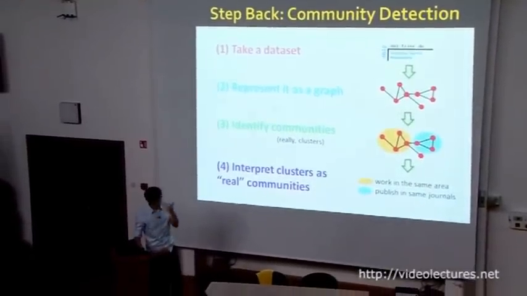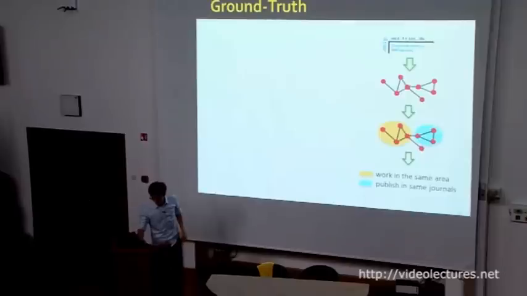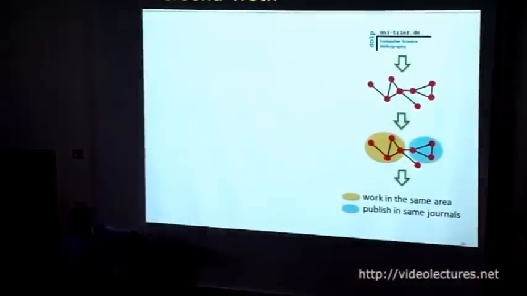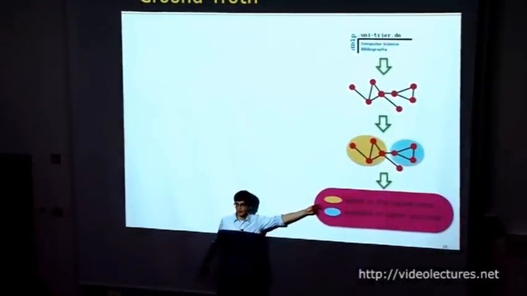So what we did is the following, right? If this is the typical pipeline people follow, can I find data sets where I actually have some kind of notion of ground truth, right? Could I have data sets where I know what the clusters that I'm looking for are, right?